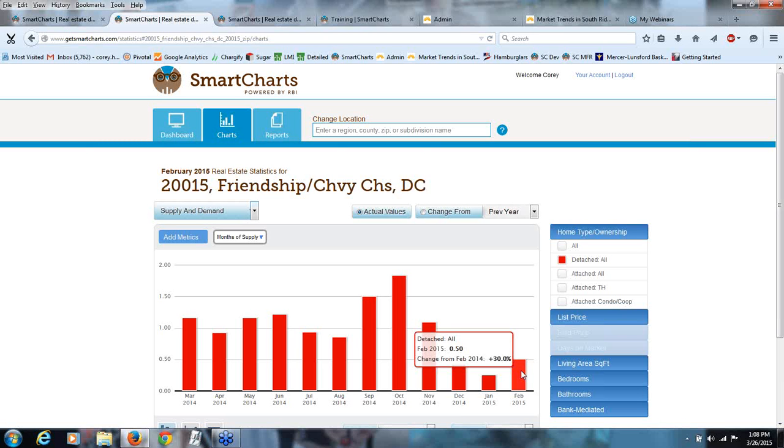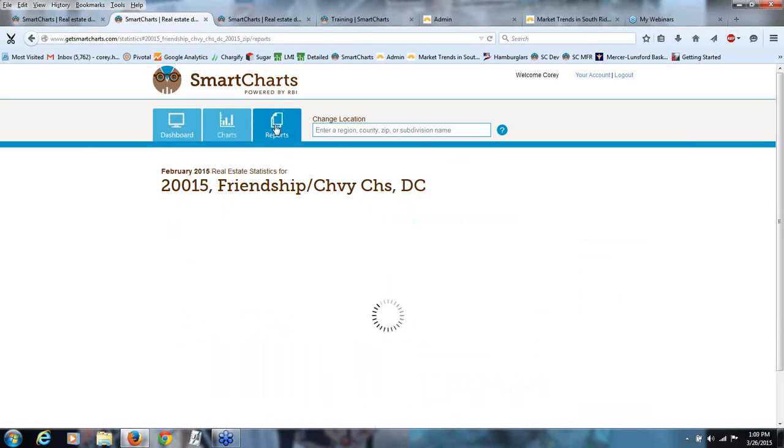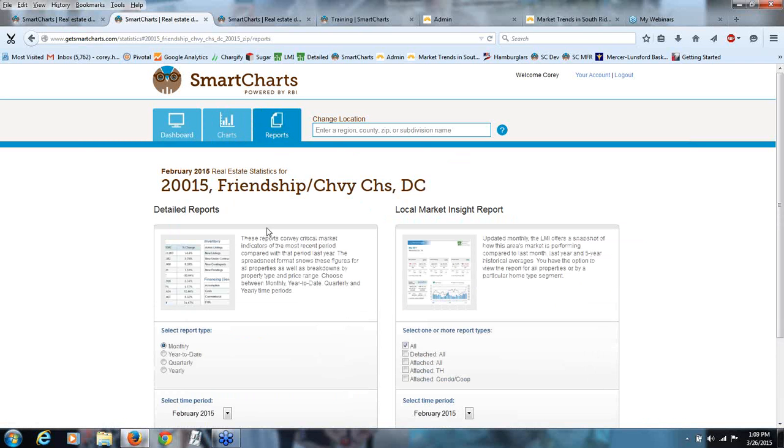4 to 6 months is generally considered balanced. Anything lower than that is a seller's market. This is obviously a very hot seller's market. So those types of stats help to support the case for the price point that he was appraising.